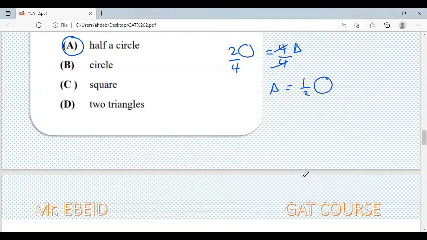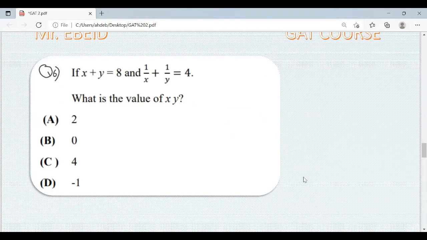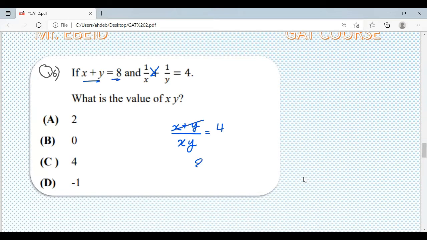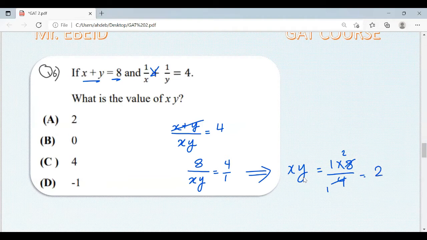Okay, let's move to question 6. If x plus y equals 8 and 1 over x plus 1 over y equals 4, what is the value of x times y? Make a cross here, so we have xy, and we have 1 times y, which equals y, and 1 times x, which equals x. This equals 4. Now we have x plus y equals 8. So it will be 8 over xy equals 4. Make it 4 over 1 and make a cross multiplication. So xy equals 8 over 4, which equals 2. So the final answer is 2.